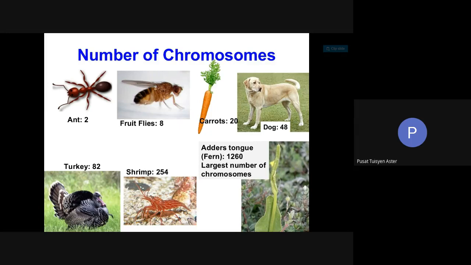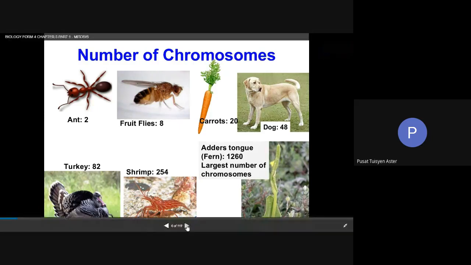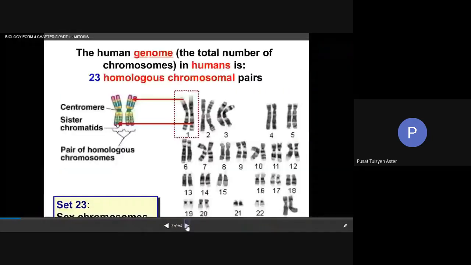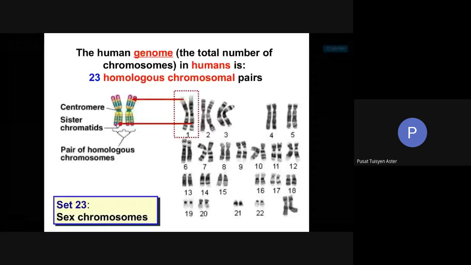So adder's tongue has 1260, the largest number of chromosomes. So plants are very unique themselves as well. So we humans have only, as your friend said, 46. We have 23 sets of chromosomal pairs. Okay, so the human genome, total number of chromosomes in human is 23 homologous chromosomal pairs.